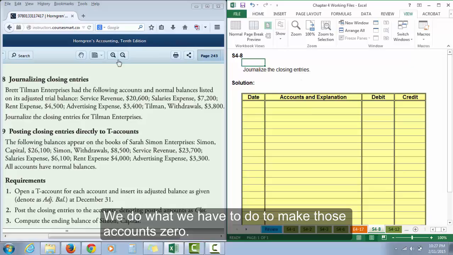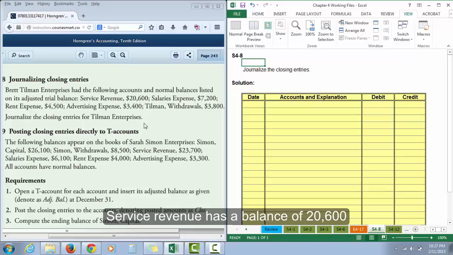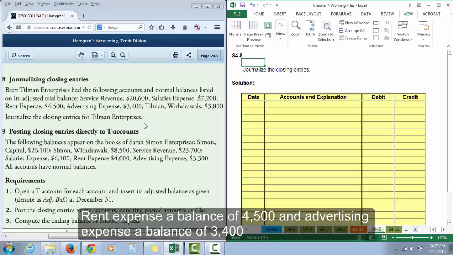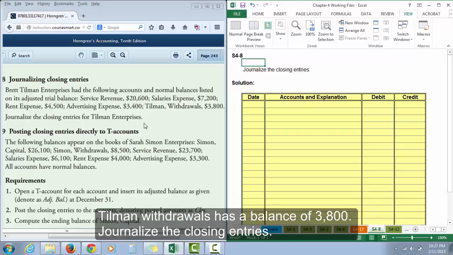So let's look here. It says Brett Tillman Enterprises had the following accounts and normal balances listed on its adjusted trial balance. Service revenue has a balance of $20,600. Salaries expense has a balance of $7,200. Rent expense a balance of $4,500, and advertising expense a balance of $3,400. And then Tillman Withdrawals has a balance of $3,800. They want us to journalize the closing entries.